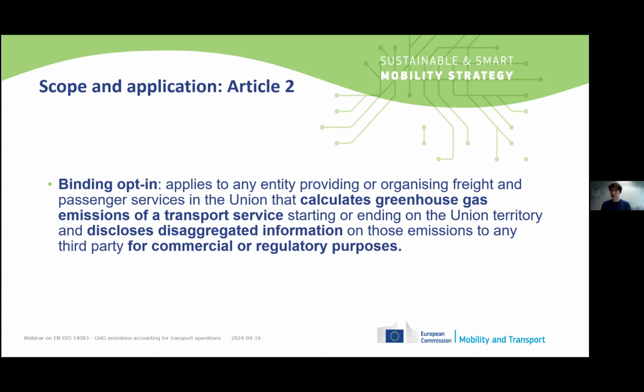follow these rules. It applies to any entity providing and organizing freight and passenger services in the EU, calculating the emissions. This, as I said, our objectives are transport services. So at disaggregated data, we don't mandate reporting, which also means that we don't look at aggregated data. Our objective are transport services, so from A to B, individual transport services. Next slide, please.